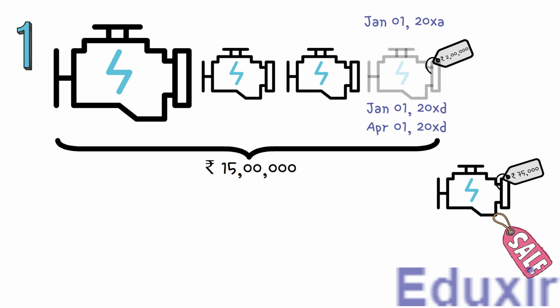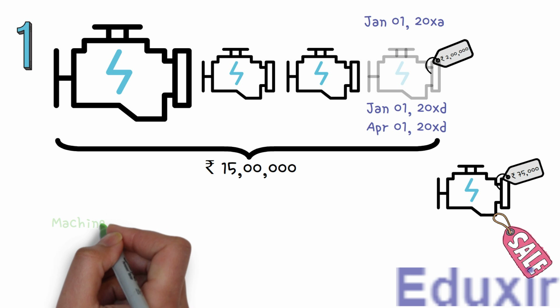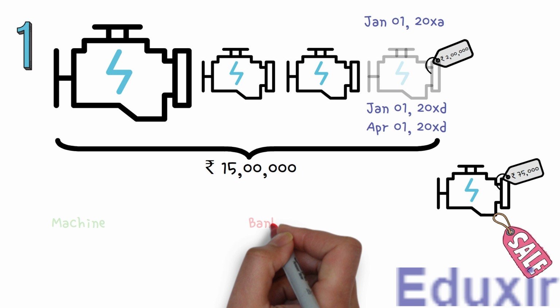Let me first tell you what happens when a machine is purchased. When a new machine is purchased, the machine asset of the business will be increasing, and so we should debit the machine account. At the same time, as this machine asset is purchased by paying through check, and as this check will be collected through bank, we should credit the bank account, right?